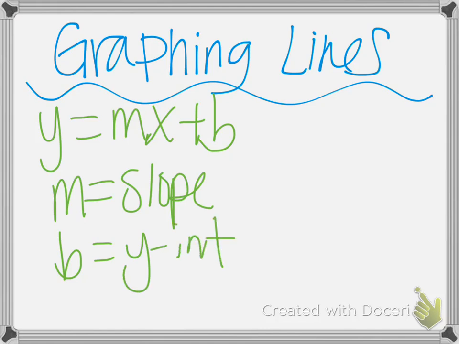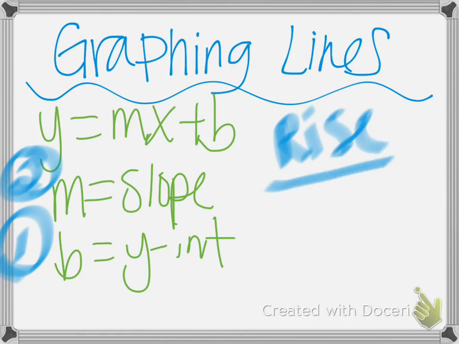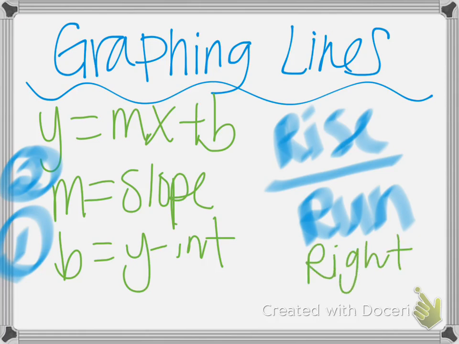Now, when you're graphing your lines, remember the first thing you'll do is plot the y-intercept, and from there you'll use the slope. Also, remember, slope is rise over run. And when you run to the right, and if your slope is negative, go down for your rise. And then if you do it that way, you'll always have it correct.